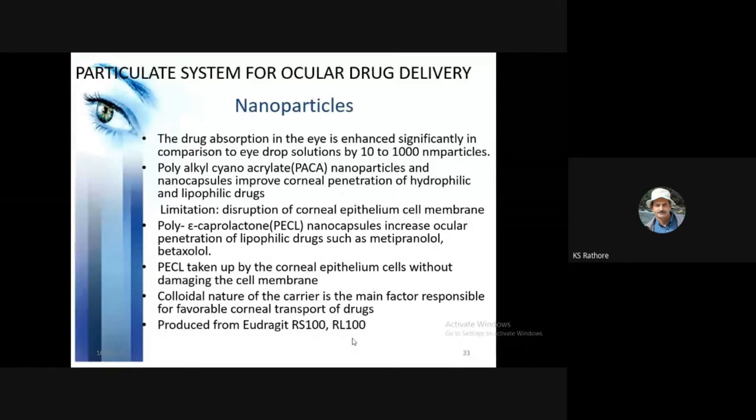The main advantage of these nanoparticles is that they do not disrupt our epithelium cells. Because their particle size is so small, they can easily penetrate the epithelium cells, and they are colloidal carriers. This is the main factor responsible for favorable corneal transport of the drug. These are produced from Eudragit RS100 and Eudragit RL100. These are some examples. There are many polymers available, but these are already researched polymers.